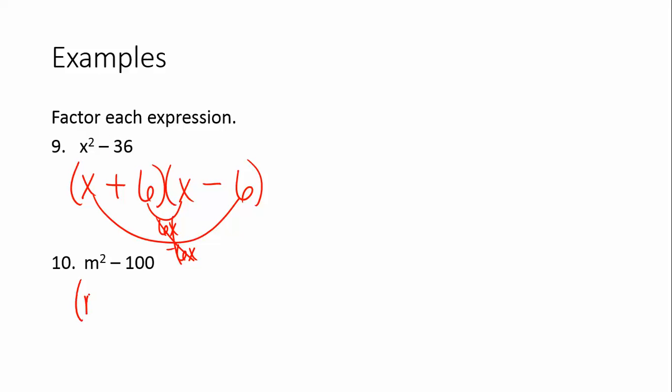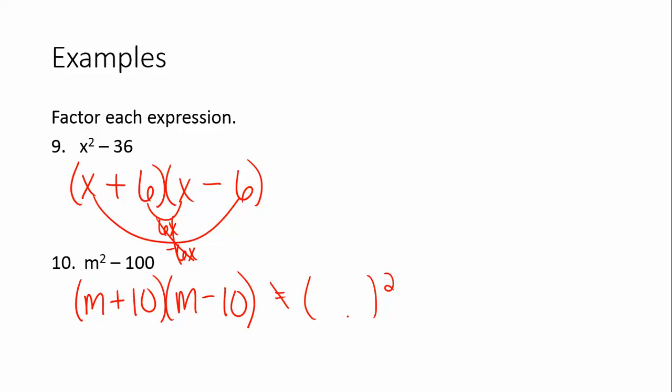So for number 10, it's m plus 10 times m minus 10. Notice these cannot be written as something squared. We can't do this because these are not identical. This only works when the 2 binomials are identical, and they're not identical on number 10. So it's just m plus 10 times m minus 10.